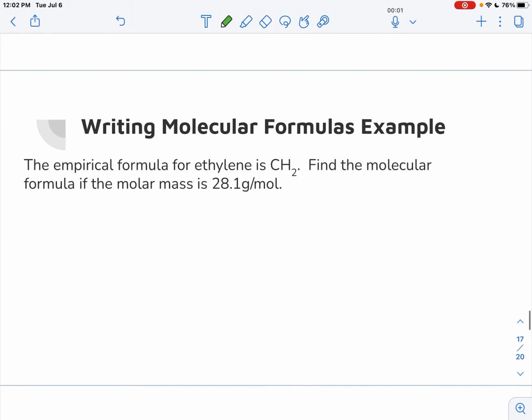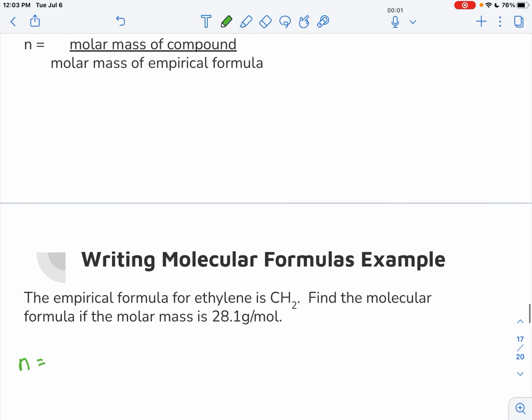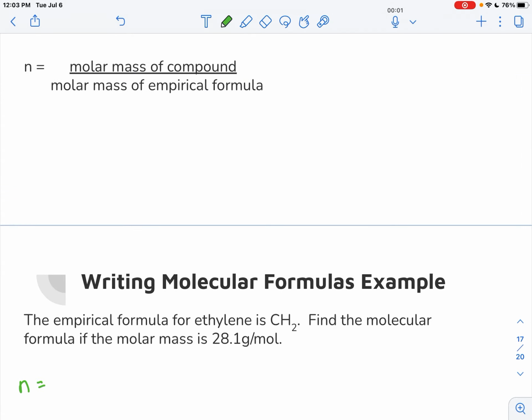So here the empirical formula for ethylene is CH2. Find the molecular formula if the molar mass is 28.1. So the first thing I'm going to do is find our N. So our N, if you look up here, is the molar mass of the whole compound. This will be given to you in the problem. And then the molar mass of the empirical formula you should calculate.